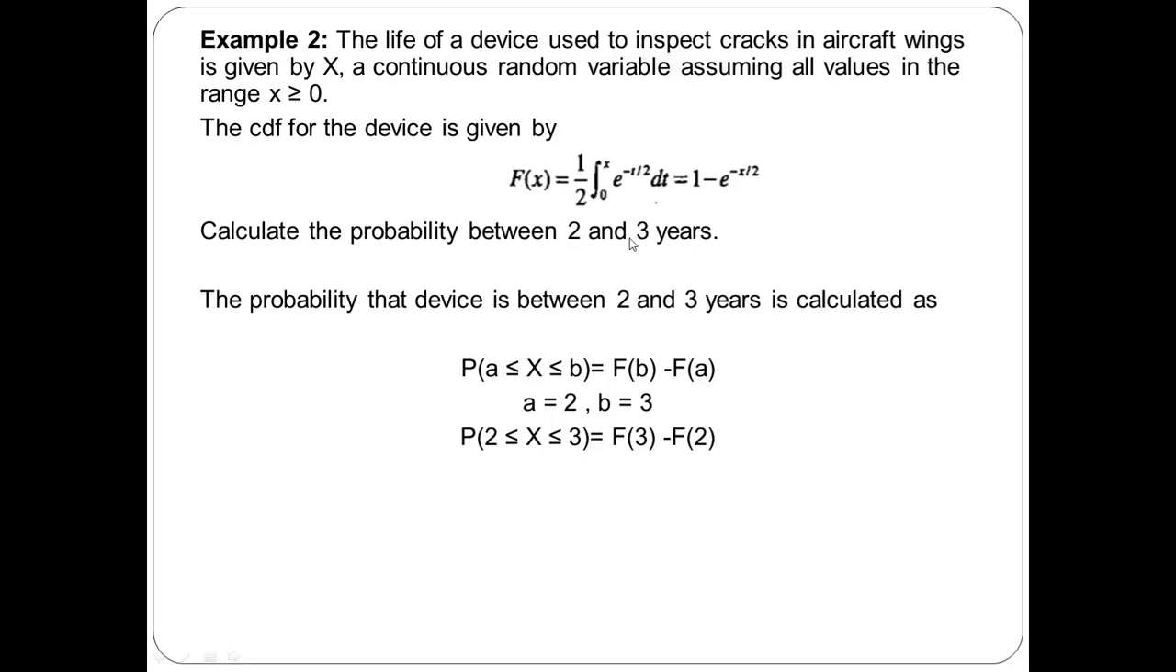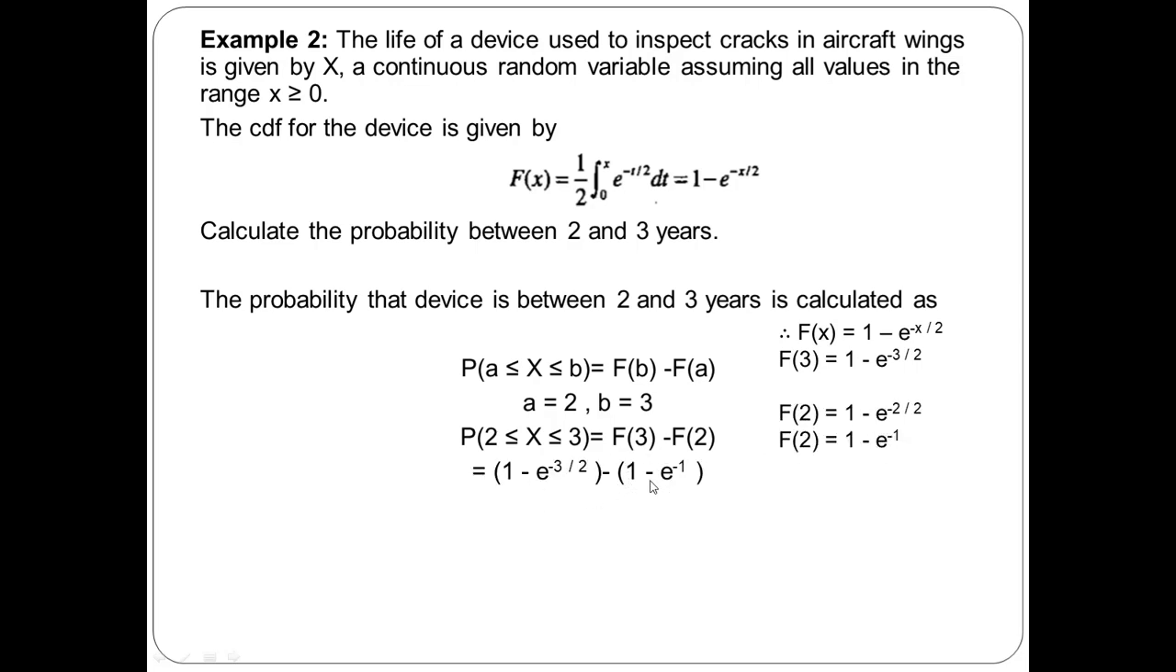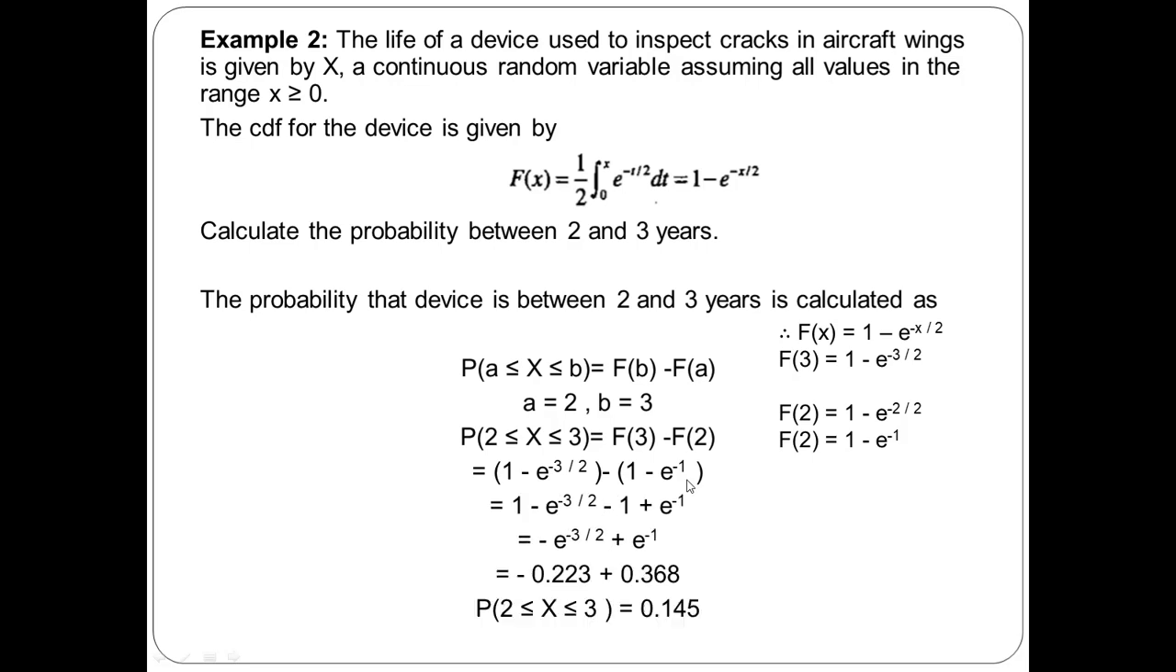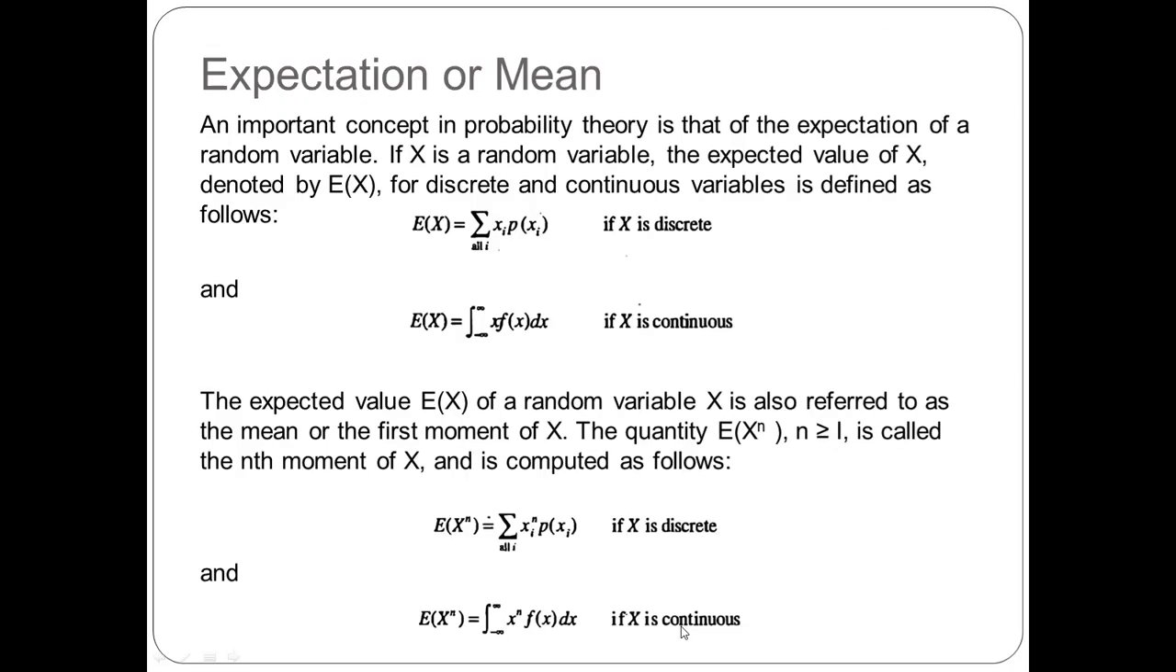Now we will use the same example and calculate the probability between 2 and 3 years. So here the lower boundary is 2 and the upper boundary is 3. So a becomes 2 and b becomes 3. After that, we will compute F of 3 like this. X is equal to 3 and we will put the value of x and get the F of 3 answer. Similarly for F of 2, and then put the values here. After calculating this term, we get this answer.